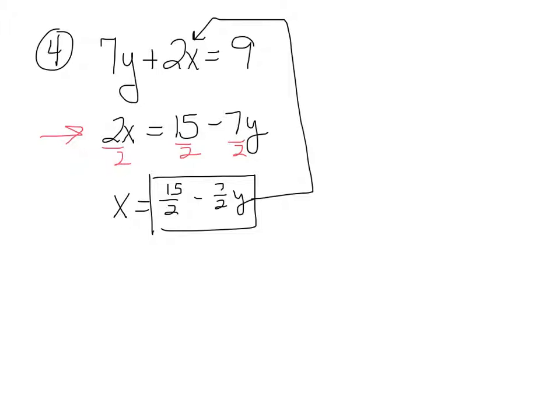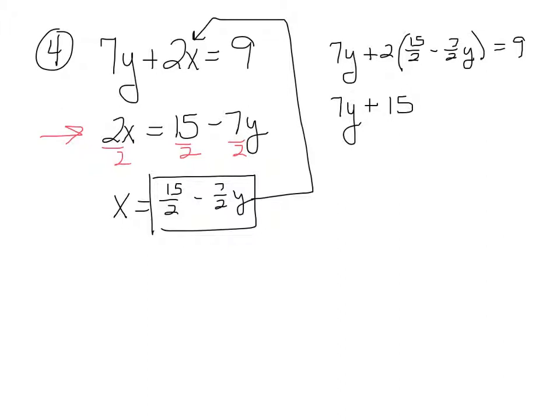So if I plug it in, that gives me 7y plus 2 times (15 halves minus 7 halves y) equals 9. So I distribute the 2, and that gives me plus 15 minus 7y. Hey, great, we got rid of our fractions. Equals 9. Oh, wait a minute now. 7y minus 7y, those cancel. I'm left with 15 equals 9.